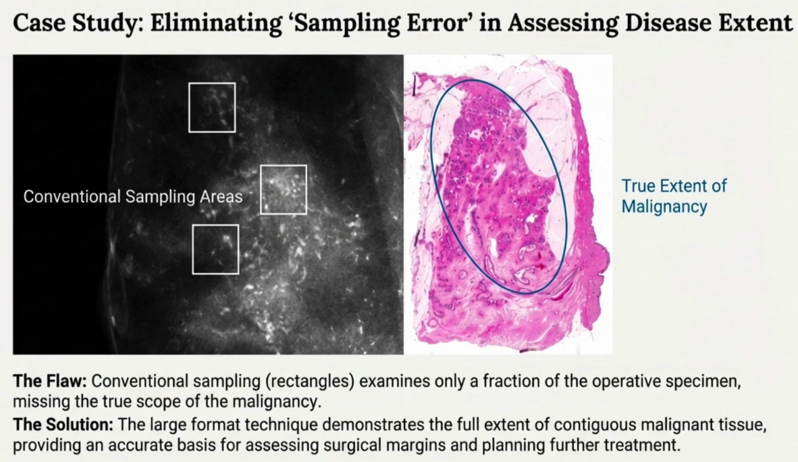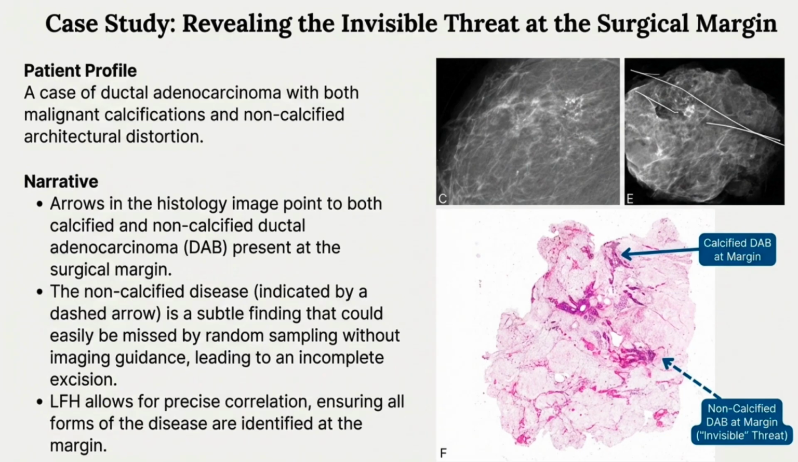But LFH? LFH lets the pathologist see and examine all 4 of those surgical resection margins in a single oriented slice. Yeah. It provides spatial certainty that the cancer didn't reach the edge in any direction. So the goal is simple. Maximize the complete removal of the cancer in the first operation.